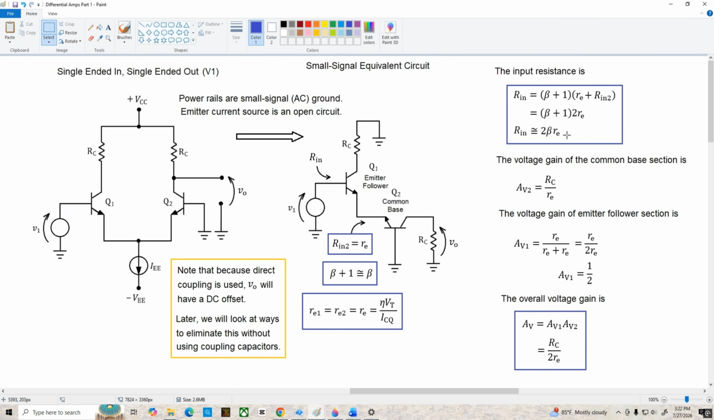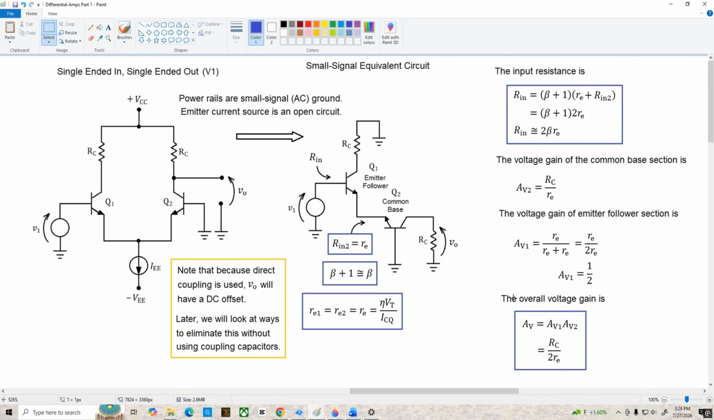Now, as I previously stated, the gain of the common base amplifier, I'll call it AV2, is equal to RC over little re. There's no negative sign. It's not an inverting amplifier. And the voltage gain of the emitter follower is equal to little re divided by little re plus what it's driving, which is another little re. So that's little re over 2 little re, and the gain of the emitter follower is 1/2. The overall gain of the amplifier, V out over V1, is the product of these two gains, and that works out to be 1/2 RC over re, or RC over 2 little re.